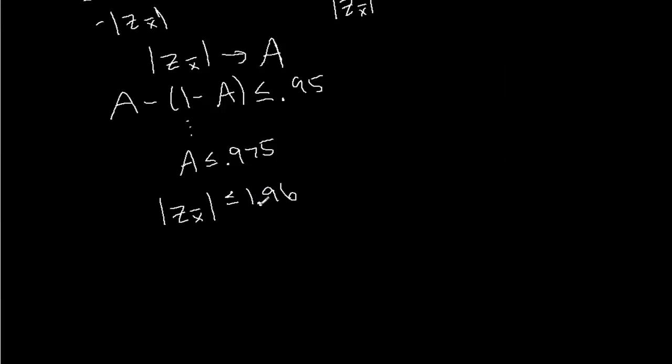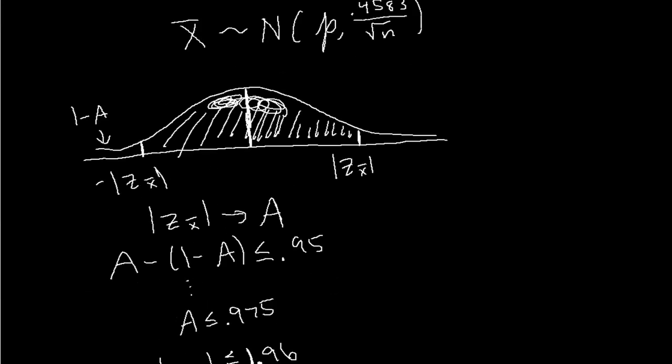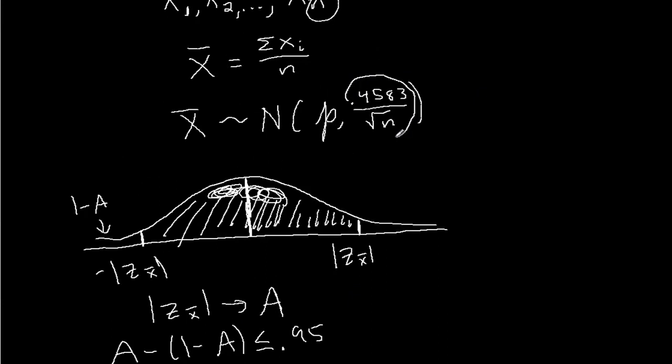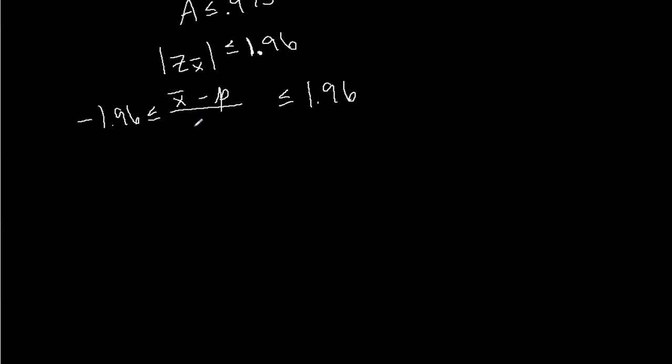I know I flew through that, but the reason is this is pretty much the same calculation as what we did in the previous video. And now it's going to get just a little bit different, though not a lot. So what is our z-score? Well, we have negative 1.96 less than or equal to the z-score, less than or equal to 1.96. The z-score is x bar minus the actual mean p, divided by the standard deviation of the normal distribution for x bar. So we've got 0.4583 divided by the square root of n.